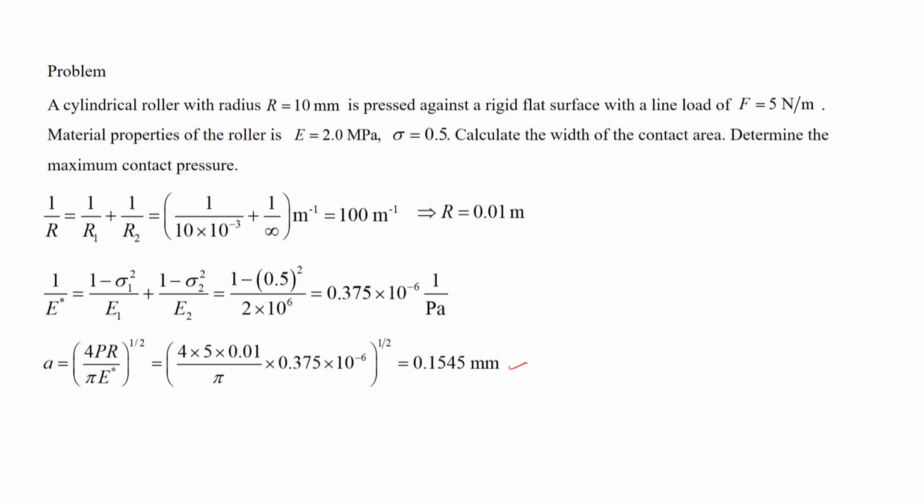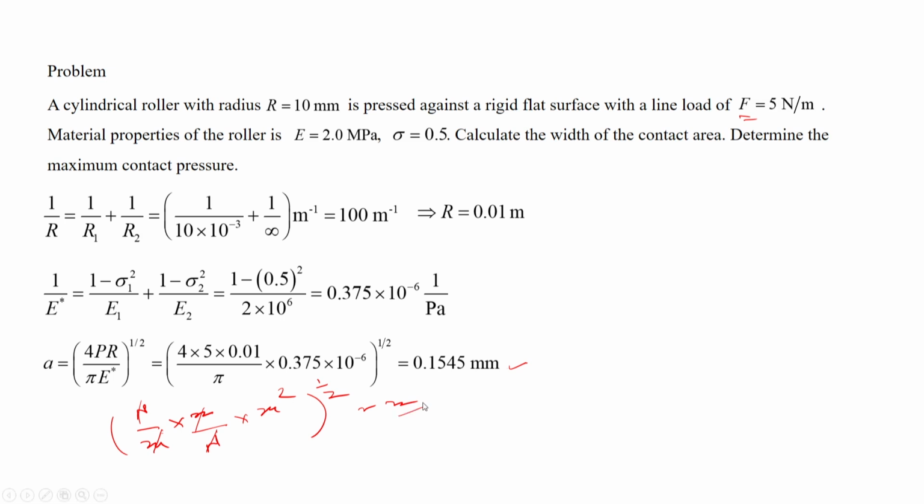Just to check that the units are fine: here I have written F, but I think it should be P. So it is Newton per meter into meter, divided by Newton per meter square, all under a square root. So this is Newton per meter, and this is Newton per meter square, giving meter, so it is actually meter. That's fine then, we are fine.